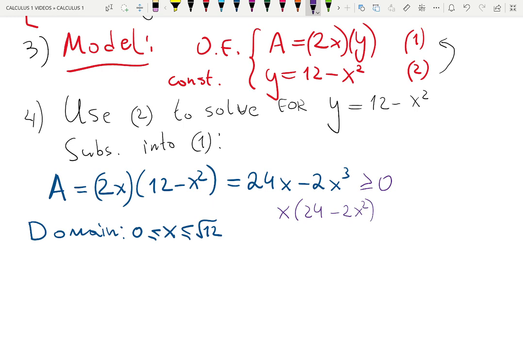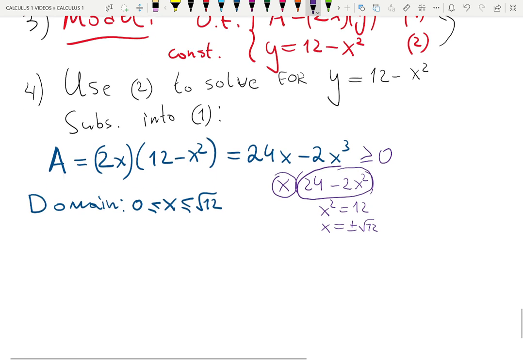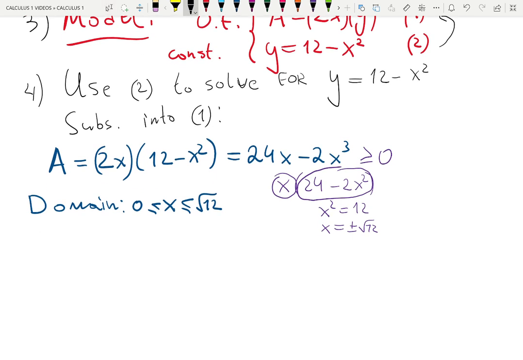Now I know that, and I can solve the part inside to be non-negative, including the x. Well, x just should be non-negative. But from the part inside, if I solve for x squared, it becomes 24 over 2, which is 12. x becomes plus or minus square root of 12. Thus, it has to be between 0 and square root of 12, including the endpoints.